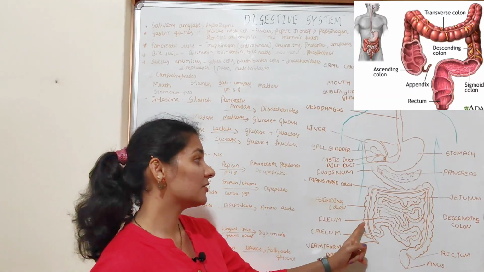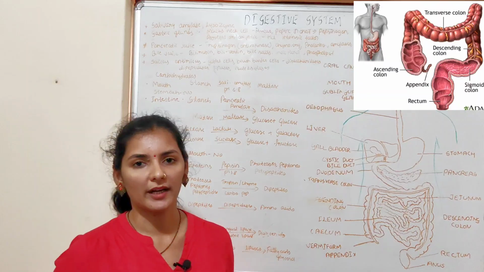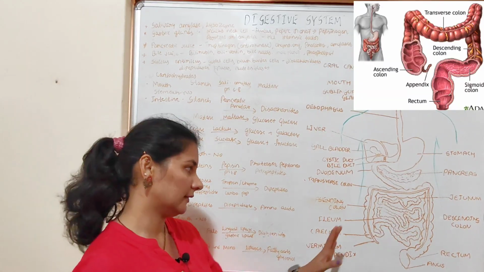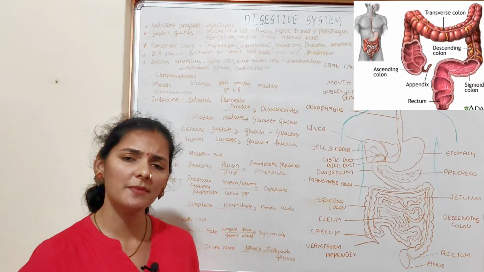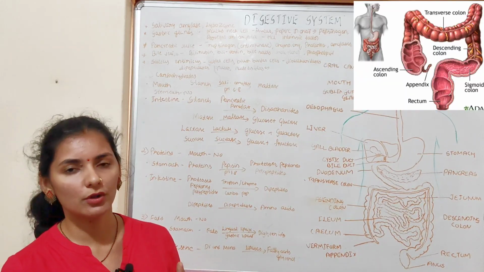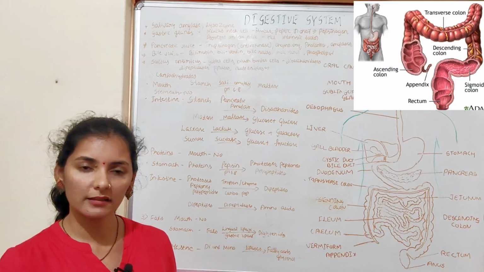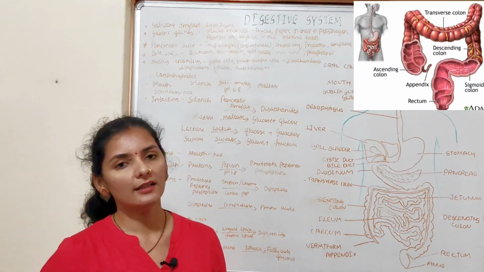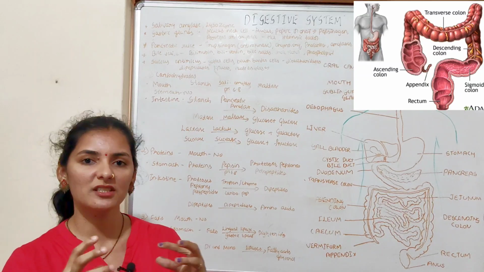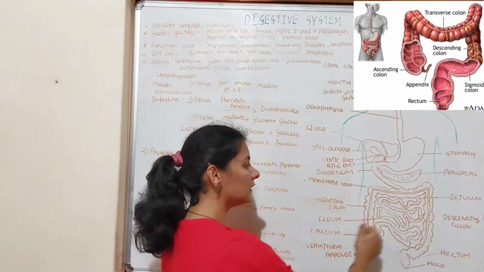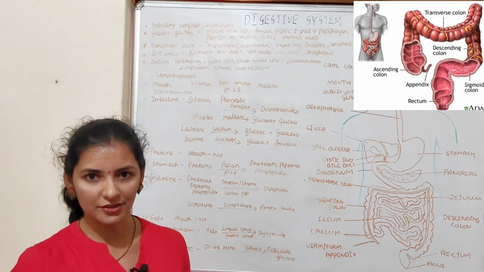Even in the large intestine, there is no significant digestive activity. Then what happens in the large intestine? In the large intestine, there is absorption of water, minerals and certain drugs, and the large intestine also produces mucus that helps in the attachment of the waste particles, that is feces, and also helps in the lubrication of the feces throughout the large intestine.